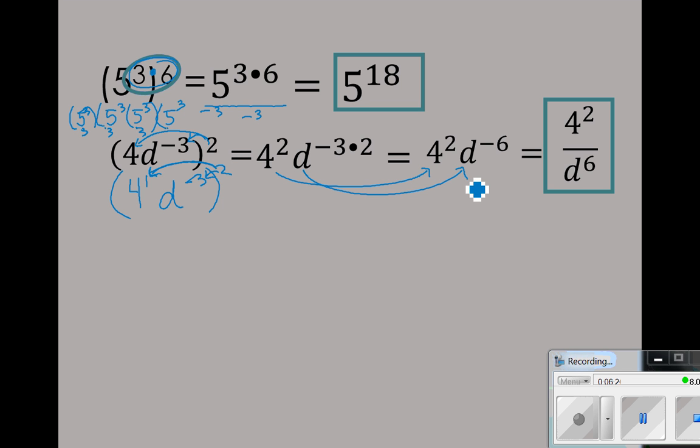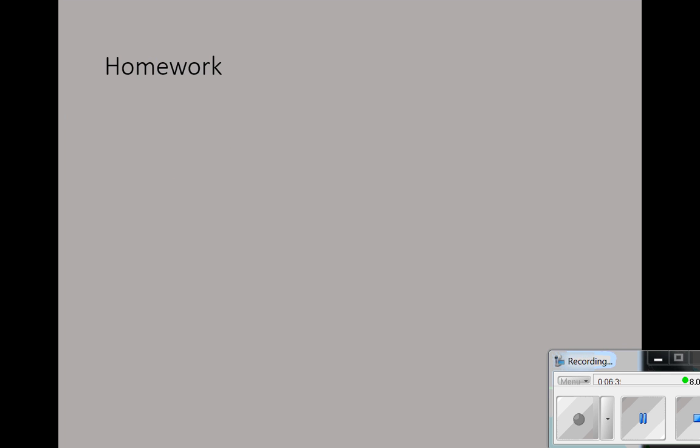Well, we can't stop there because we have a negative exponent. So we would put a 1. 4 to the second doesn't have a negative attitude, so it doesn't have to go anywhere. But d to the negative 6 does, so it has to go downstairs. And that's how you end up with 4 to the second over d to the 6th. And now you're ready to do your homework.